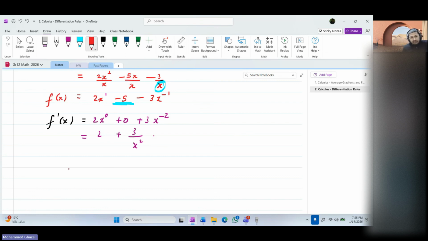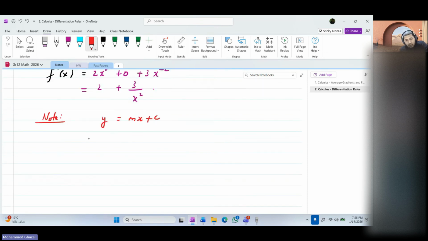Now, I want to go over something very important. Note, we have y is equal to mx plus c. What do you think the slope of this line is? The slope is the derivative. The slope of this line is m. Okay, how did you get m?